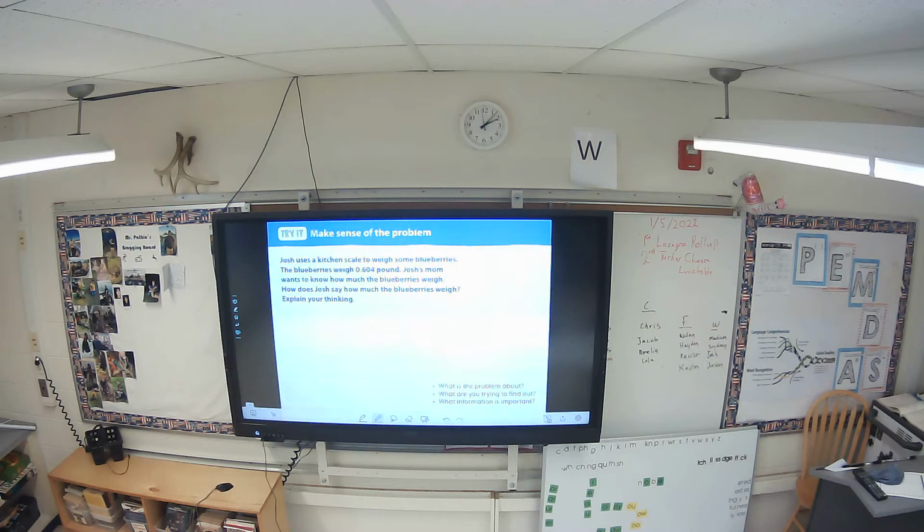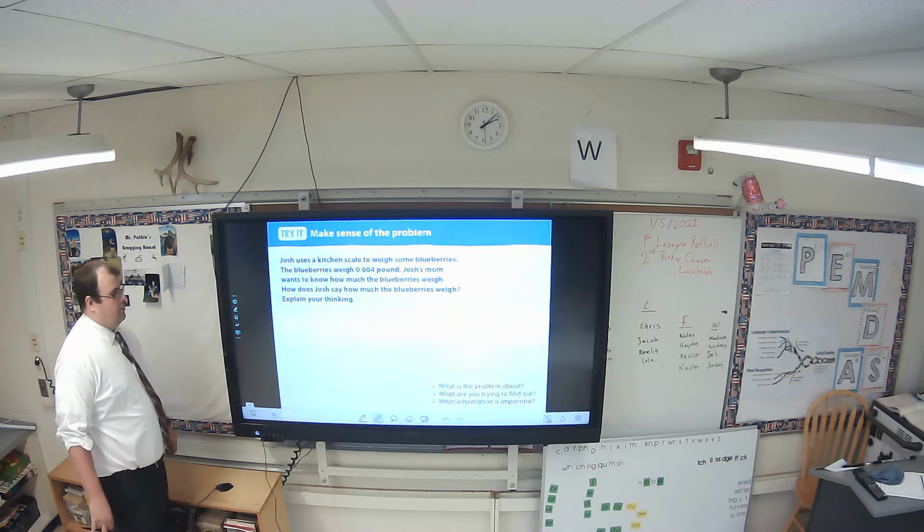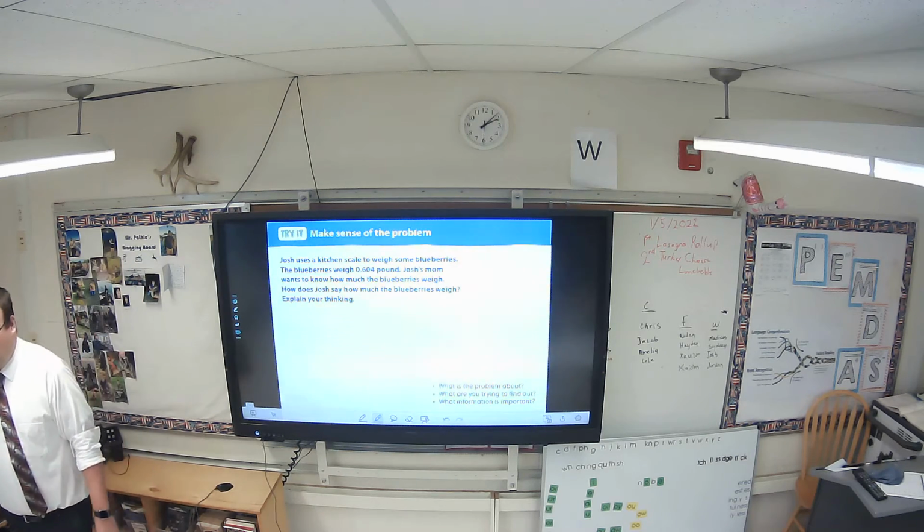Who wants to read it for me? Chris, go ahead and read that for me. Josh uses a scale to weigh some blueberries. The blueberries weigh... Stop right there. 0.604. Go ahead. Read it. I was reading the number for you. I don't want you to read it and give the answer away. Josh's mom wants to know how much the blueberries weigh. How does Josh say how much the blueberries weigh? Explain your thinking.